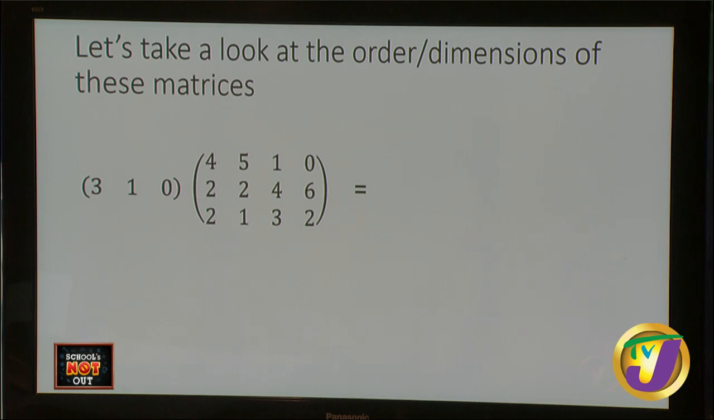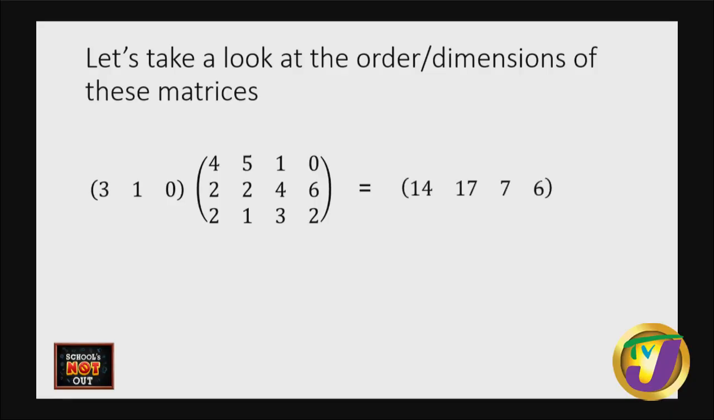Now, let's take a look at the order, the dimension, of these matrices. All right, so let's take a look. So these were the matrices that we were multiplying earlier. Right. And that was the result. Correct. So we would have made mention from before that our first matrix is a 1 by 3 matrix. Right, and our second matrix is a 3 by 4 matrix. 3 by 4. And the resulting matrix is a? It looks like a 1 by 4 matrix.